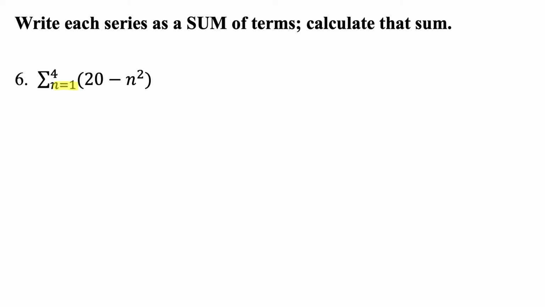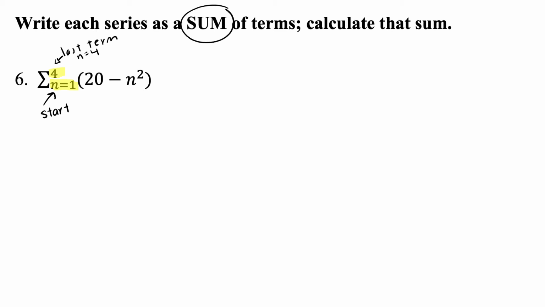Remember that this n equals 1 is where we start, or our first term. And then this 4 is going to be our final term, or where we end, which would be when n equals 4. So we're going to go ahead and plug in 1, 2, 3, and 4. And because we're writing them as a sum, we're going to add them all together.